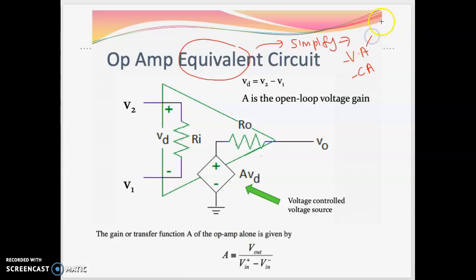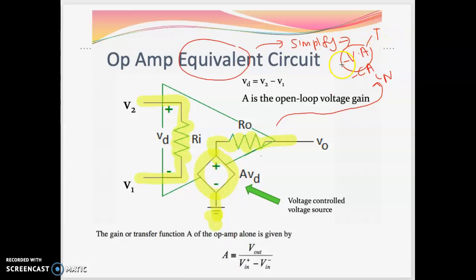For voltage amplifier, you relate with Thevenin. For current amplifier, you relate to Norton. Okay, so if you see this circuit here, we have Ri, we have Rout, and then we have a dependent source. Have you seen this circuit before? This circuit applies to chapter 1. How can you relate this to chapter 1? This is actually a voltage amplifier.